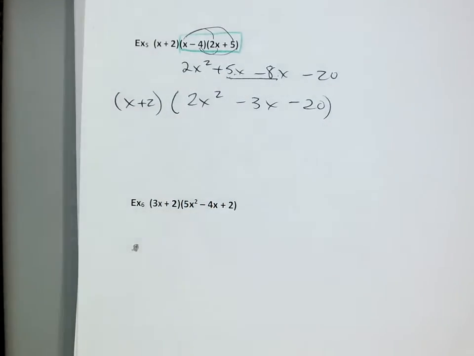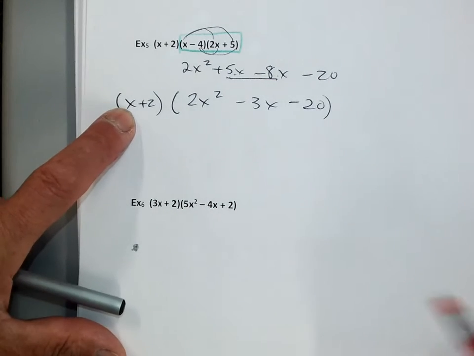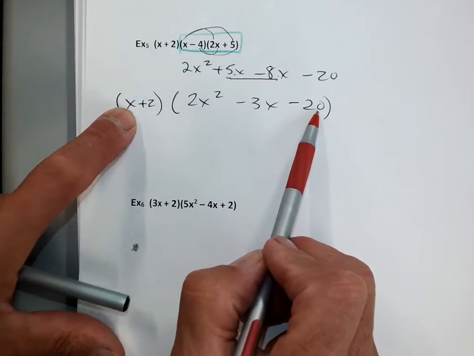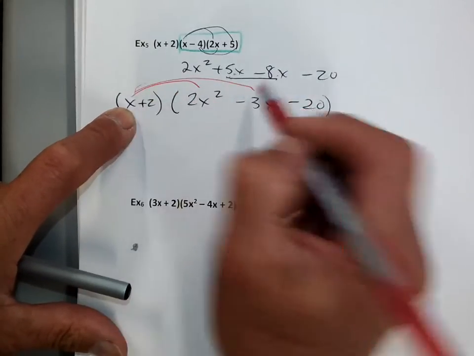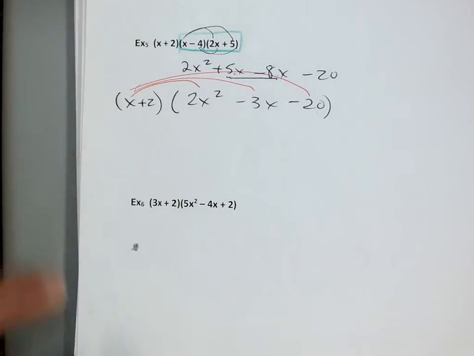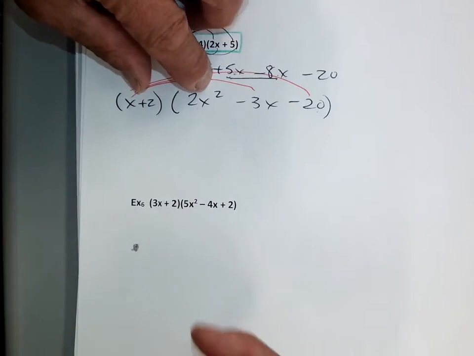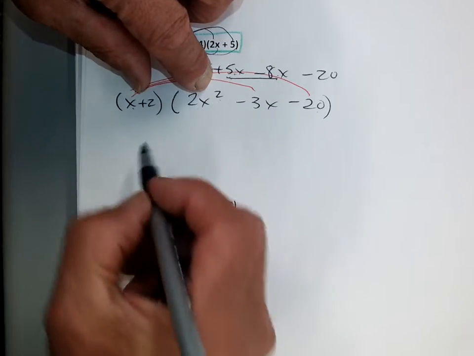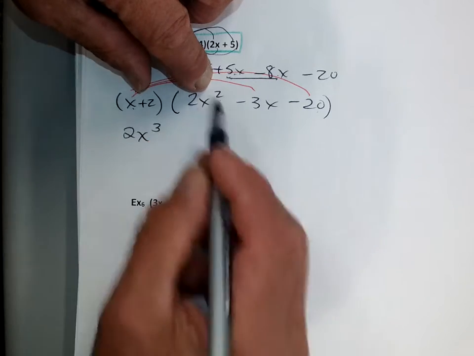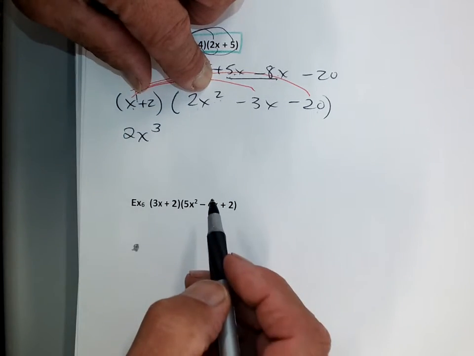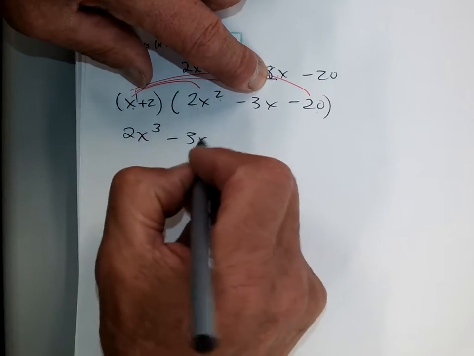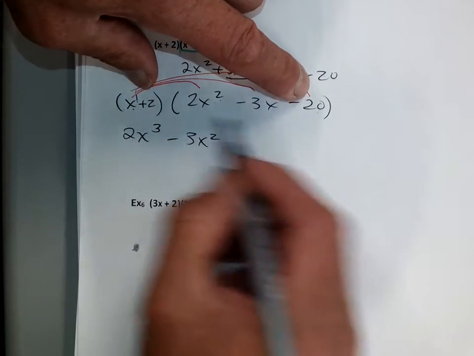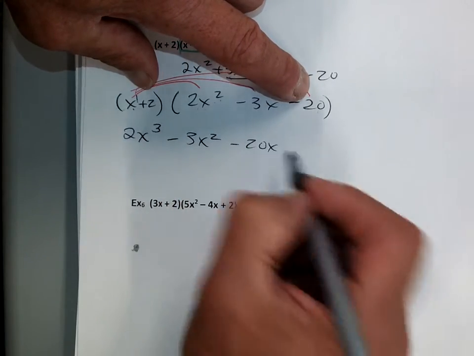Now we're not done. We just have a bigger multiplication problem. So we'll take the x and we'll multiply it times both of these, and then we'll take the 2 and multiply it to all 3 of these. So we'll go x times 2x squared, x times 3x, and x times 20. We'll do that first. So x times 2x squared. We got x and 2 more x's. So we're going to have a 2x cubed, x squared, and x to the 1. We'll get an x times a negative 3x is a negative 3x squared. We'll get an x times a negative 20 is a negative 20x.